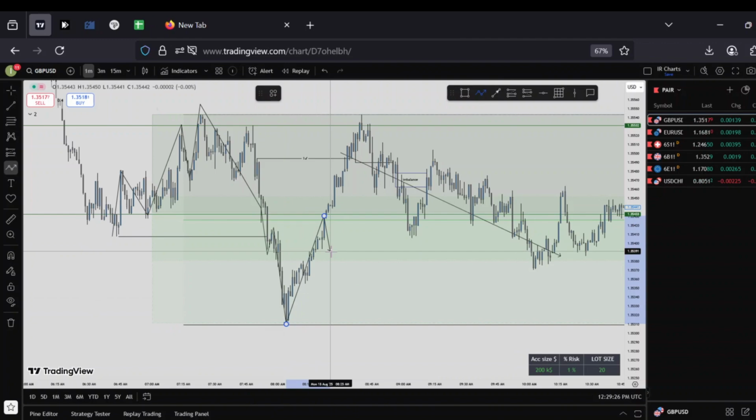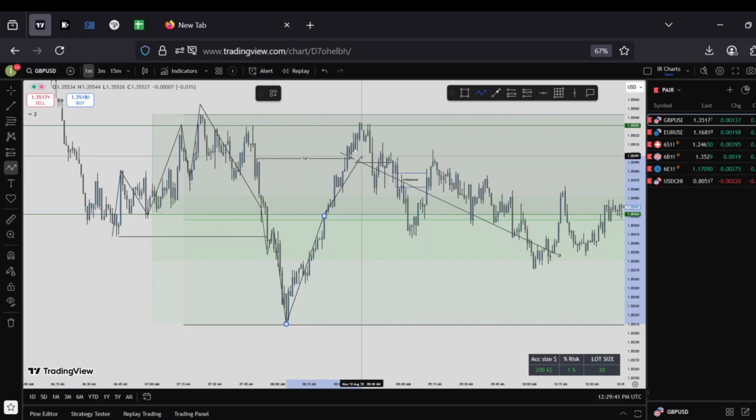So for me to go short, I can't just go short on random areas. What I waited for was for price to first come and sweep my liquidity, which is this high around here. The way I trade with my mechanical liquidity sweep strategy, this is a liquidity sweep for me.